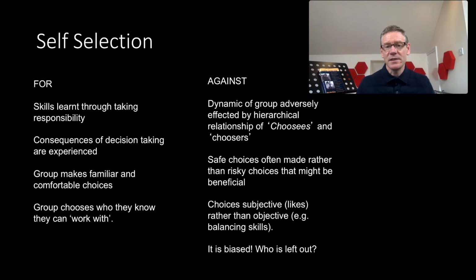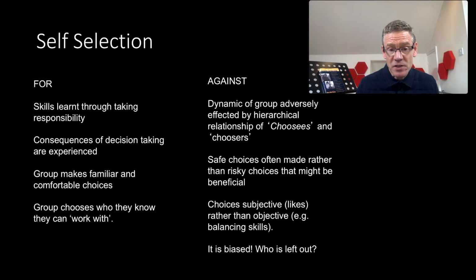But what is against this? Well, the dynamic of the group is adversely affected by the hierarchical relationship of choosies and choosers. It might be that there are particular people that are more likely to be the leaders or the choosers than others, and that will create or can create a hierarchy within the group from the start, even in self-selection. You make safe choices rather than making risky choices that might actually be beneficial to the collaborative project.